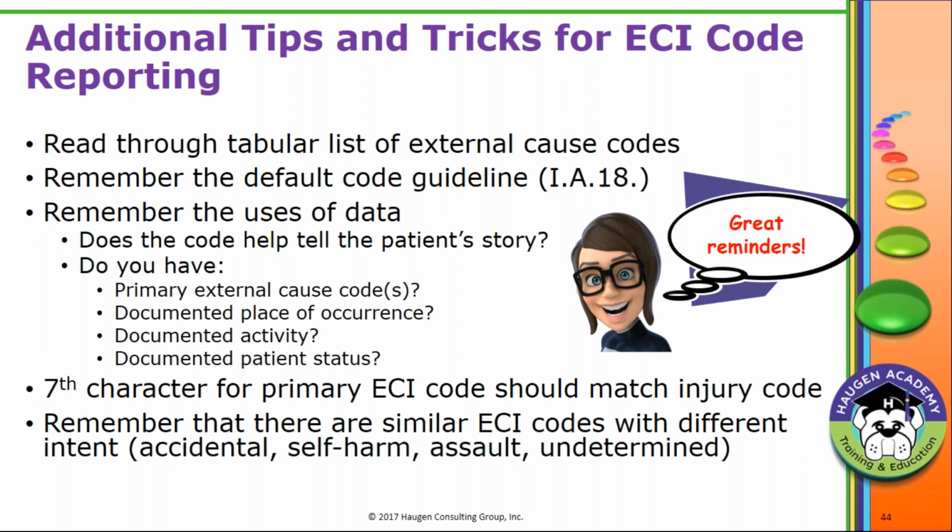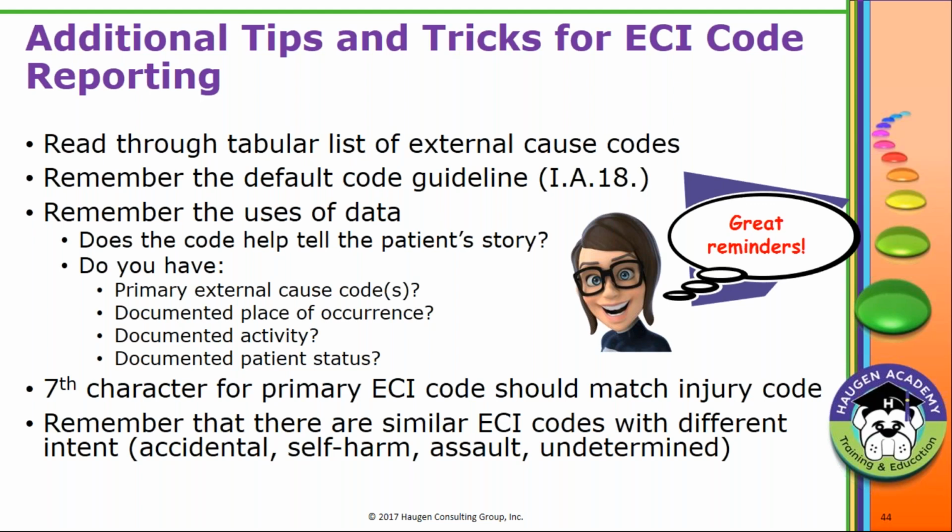Also remember the uses of the data. When I'm trying to decide, should I code this code or should I code that code, I'm trying to think, how will this data be used? What are they going to want to know on the back end? Do I have the codes that I need to help tell this patient's story? And make sure you have, if documented, the primary external cause code, place of occurrence, activity, and the patient status.